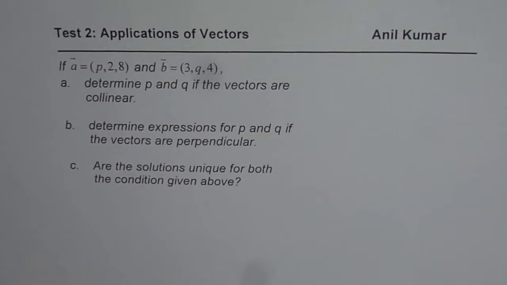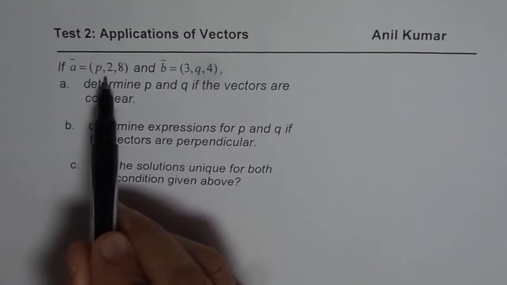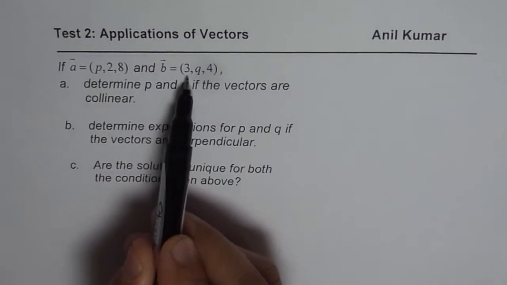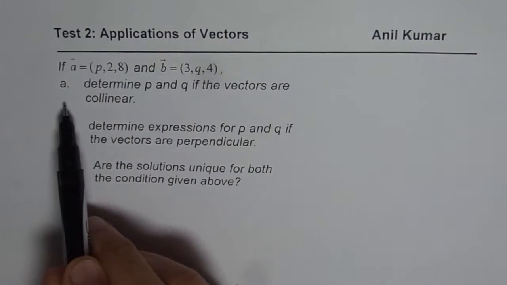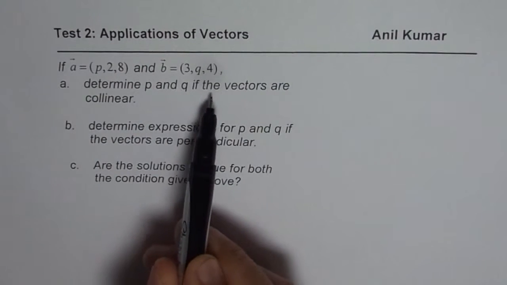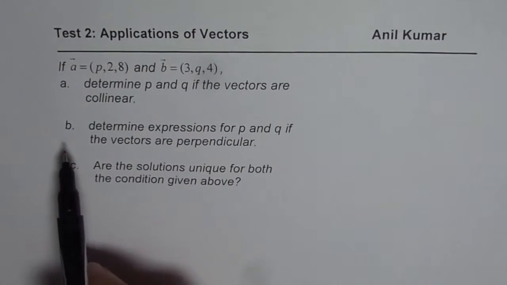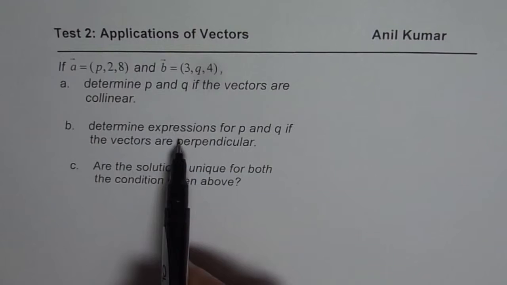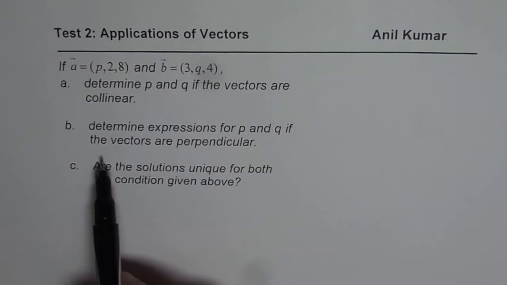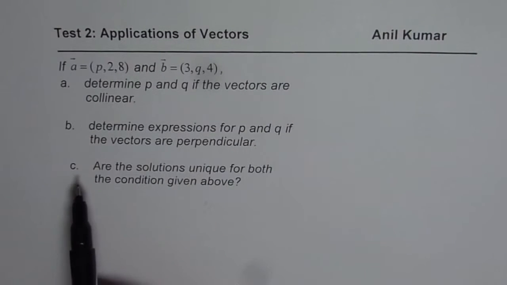Here is the question. If vector A is (P, 2, 8) and vector B is (3, Q, 4), part A is determine P and Q if the vectors are collinear. Part B is determine expressions for P and Q if the vectors are perpendicular. And part C is, are the solutions unique for both the conditions given above? Let us see how to solve such a question.